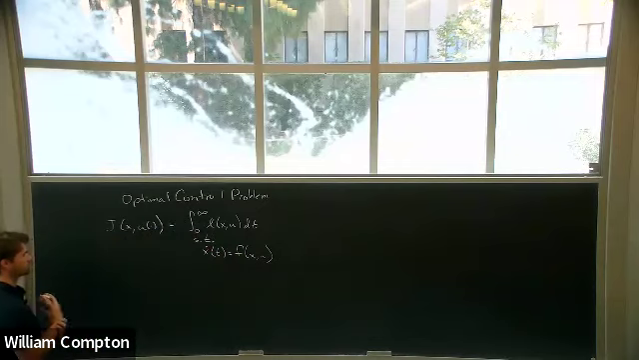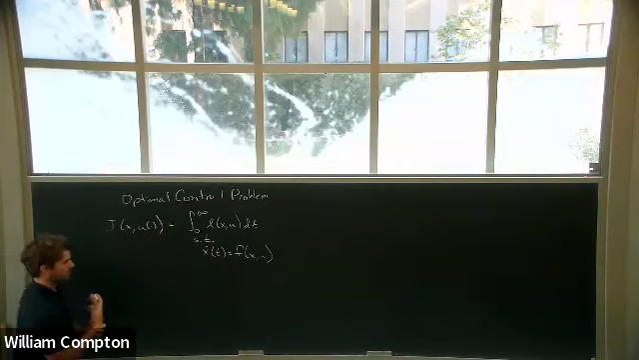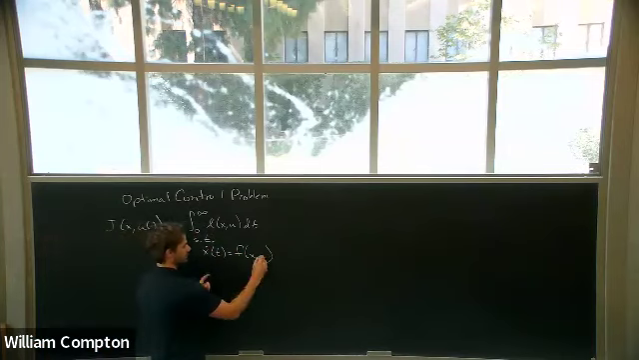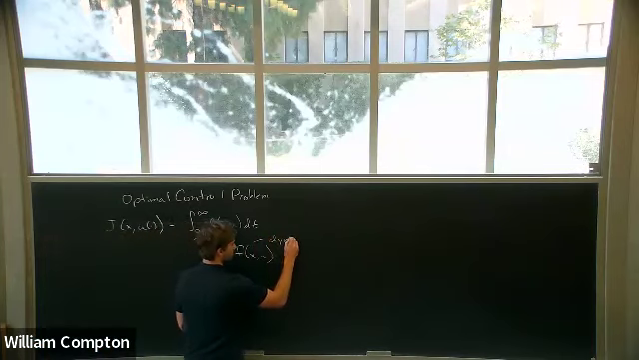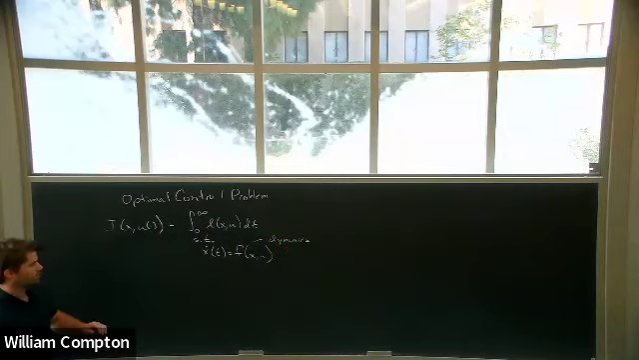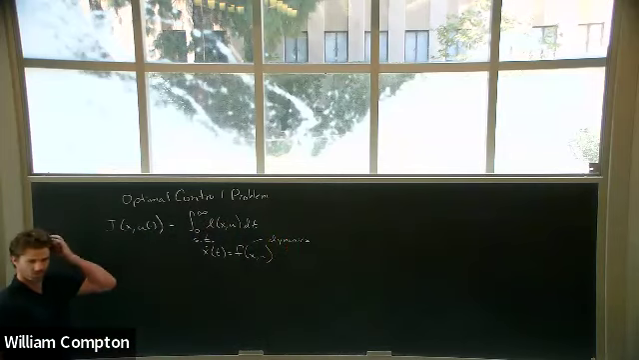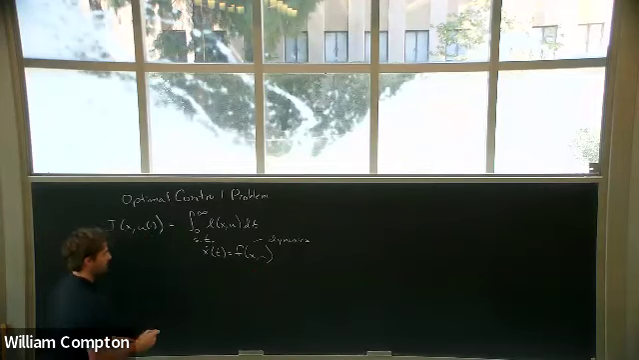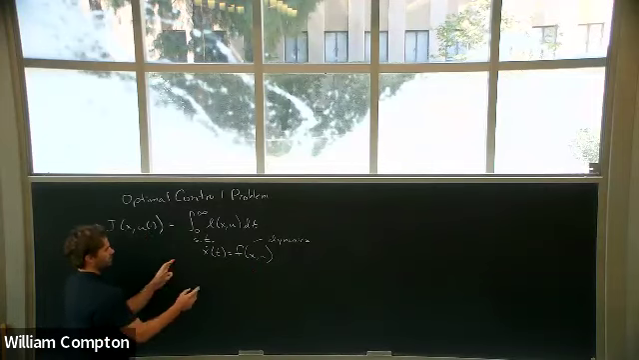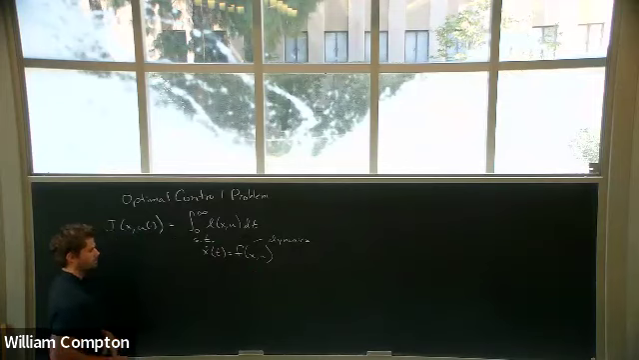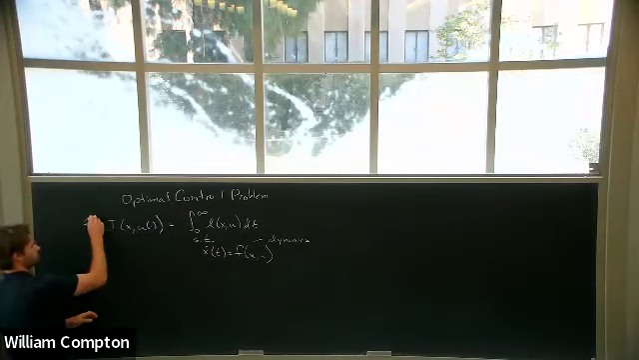Okay, so an optimal control problem is always going to have a set of dynamics, which we can express either as a differential equation or as a difference equation, x_{k+1} as a function of x_k and u_k, for discrete dynamics. And we are going to be trying to effectively minimize some cost functional.